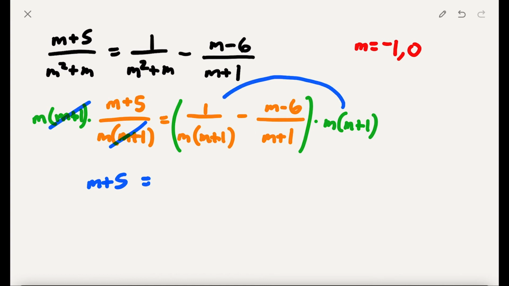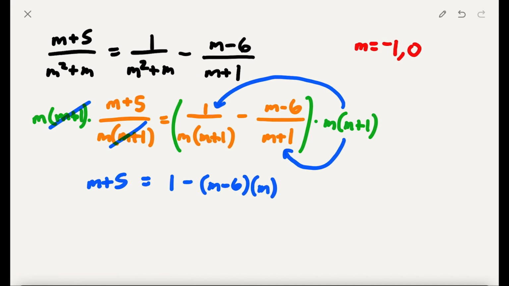And then when we distribute this to this first one, you're going to be left with 1. When you distribute it to this one right here, you're going to be left with m minus 6 times m. Okay, hopefully you see here that this is a quadratic equation, so we can use the quadratic formula to solve, or we can factor it as well.